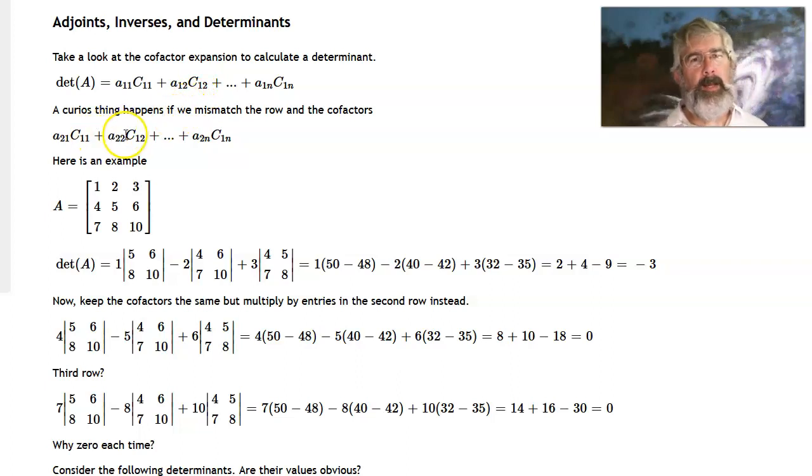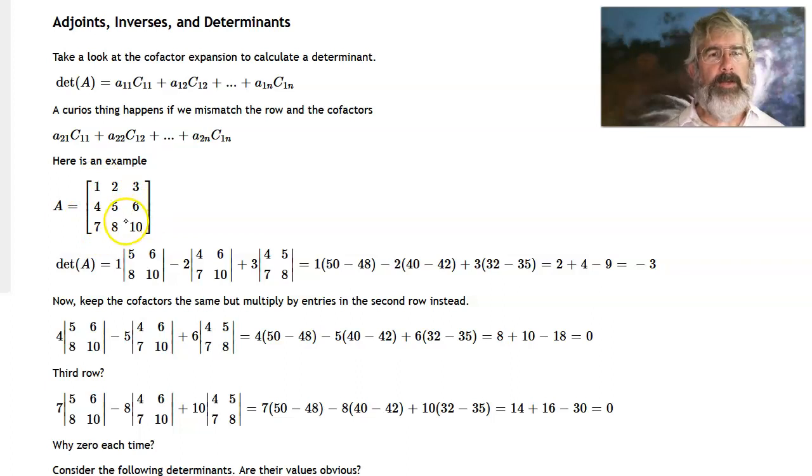There's a curious thing that happens if we mismatch the rows and the cofactors. And this did come up in an earlier video, but I want to take a look at it again here. What if instead of doing entries in the first row times cofactors of the first row, I did, for instance, entries in the second row times cofactors in the first row? So entries from one row, cofactors from another row. What happens? Well, let's just do an example here.